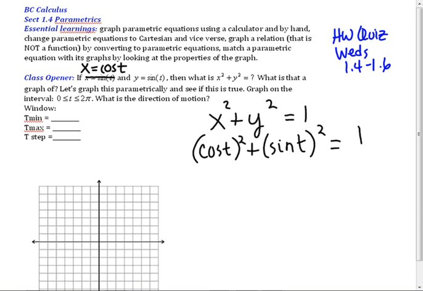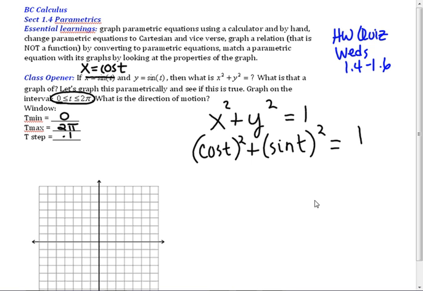Okay. We're going to graph this parametrically, and we're going to graph on the interval from 0 to 2 pi. And which direction is it going to go? Clockwise or counterclockwise? I don't remember. I can figure it out, or we can just look at it. So, what's our minimum t? 0. T max is 2 pi. At t step, usually 0.1 does the trick, otherwise we may have to go smaller.